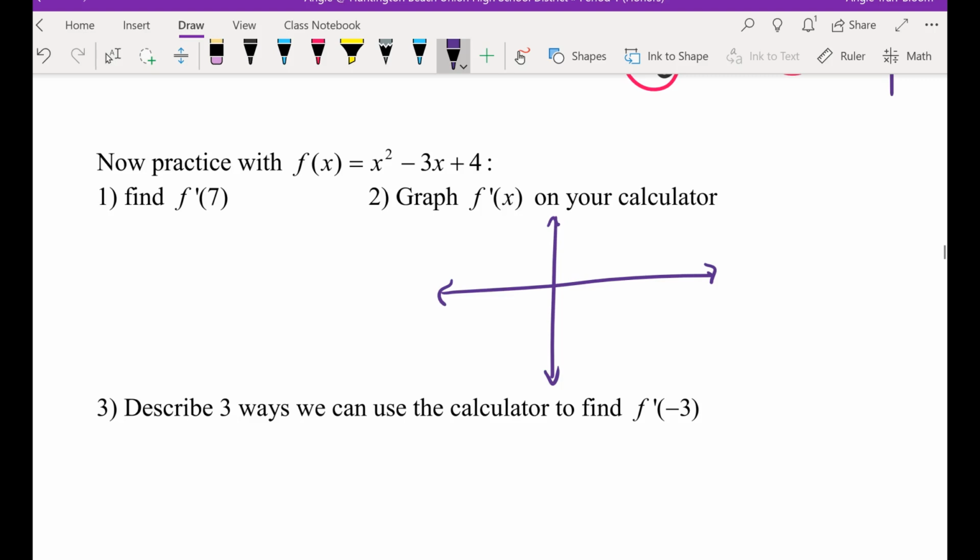Yes, I'm looking for that. That's very good. And this is where we're going to stop once you have described 3 ways. What is the graph of the derivative, which is number 2 on your notes? What does the calculator show? A linear, you're right. Make sure you look at your calculator and sketch it out.